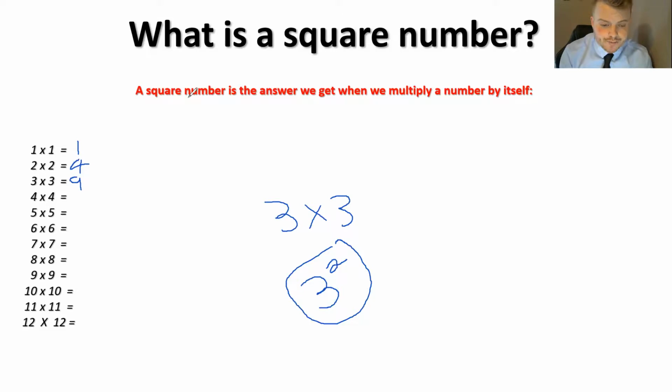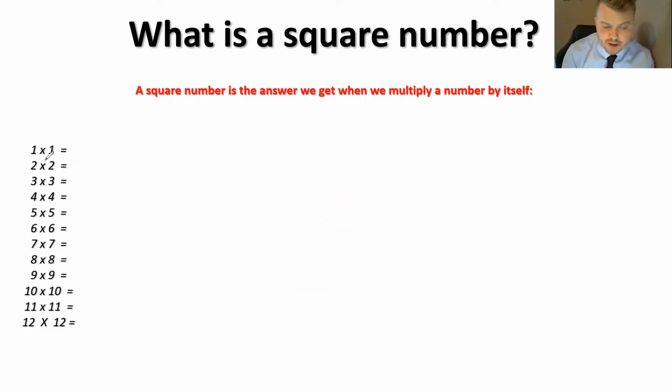In other words, rather than writing 1 times 1, 2 times 2, 3 times 3, I could write 1 squared, or 2 squared, or 3 squared. That's how we write a number followed by squared, with a tiny little 2 in the top right-hand corner. Hopefully you've understood that bit.